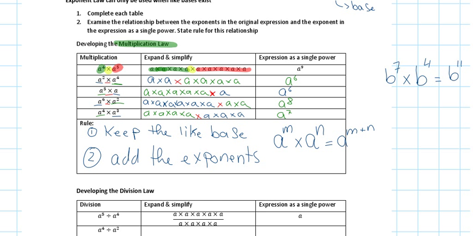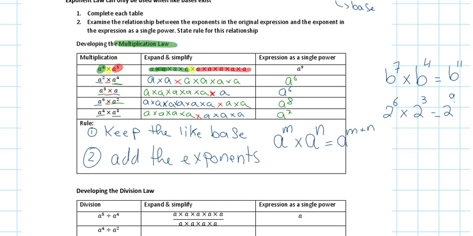So another example. In this case, I have 2 to the power of 6 times 2 to the power of 3. What do I do? What's my base? 2. So I keep my base of 2 and then add the exponents. That's 6 plus 3, which gives me 9. So I'm keeping my base, I don't change it, and then I raise it to the power of the sum of the exponents. Are we okay with that? So this is called the multiplication law.